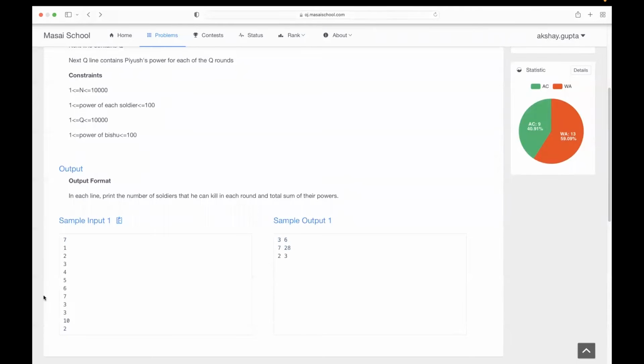Similarly for the next round, the power is 10. Now for the 7 soldiers, none of them have power more than 10. That's why all soldiers can be killed by Piyush. So the count of soldiers killed is 7, and the sum of their powers is 28: 7 plus 6 plus 5 plus 4 plus 3 plus 2 plus 1. Similarly for the next round also.